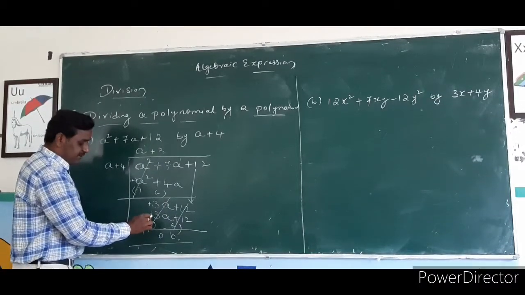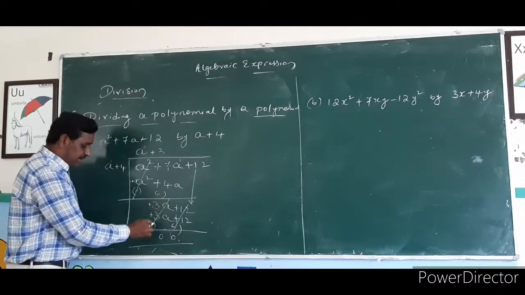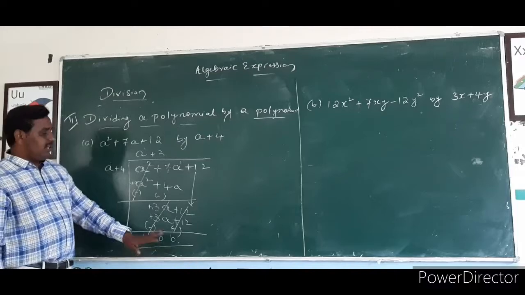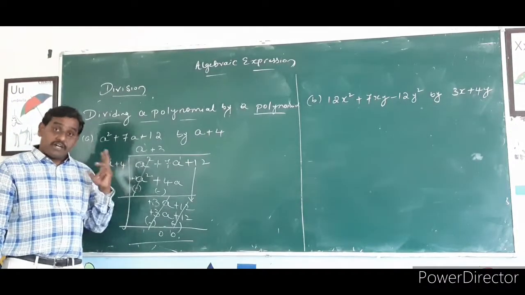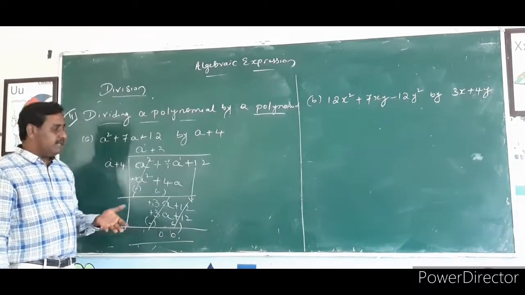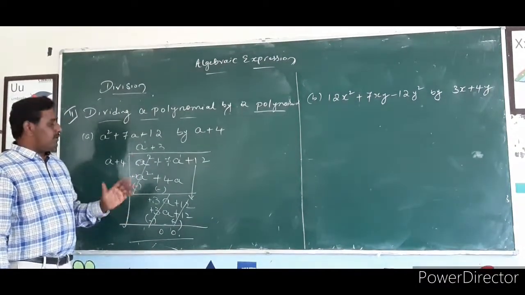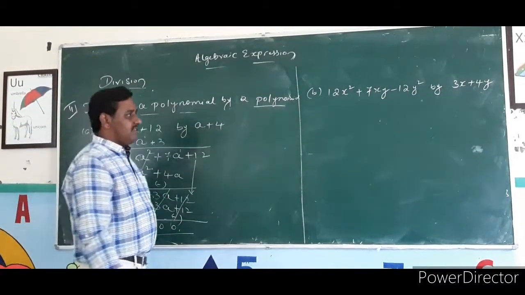Again subtract means plus will become minus. Plus 3a minus 3a get cancelled. Plus 12 minus 12 get cancelled. 0 will get. Some cases you are getting 0 remainder. Some cases you are not getting 0 remainder. Don't worry. If you are not getting also, don't worry. If you are getting also, don't worry. So here the answer is a plus 3.